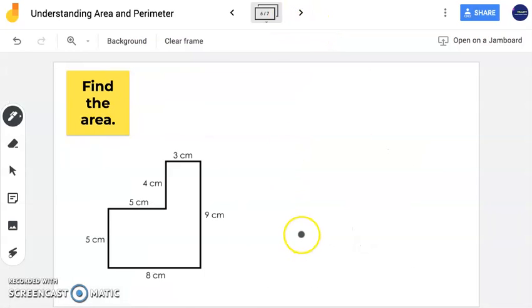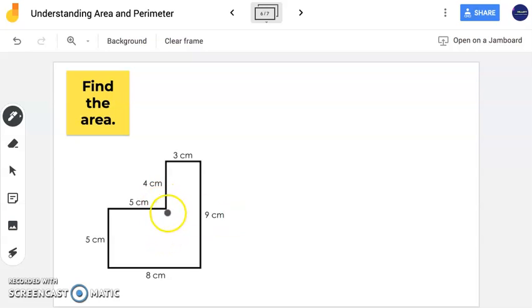Now for this next problem, it's saying find the area. But I notice I don't just have a normal rectangle like I dealt with in the last few problems. I have a rectilinear figure. Now try saying rectilinear one more time because it's a pretty fun word to say. So here in this rectilinear figure, I have 2 rectangles.